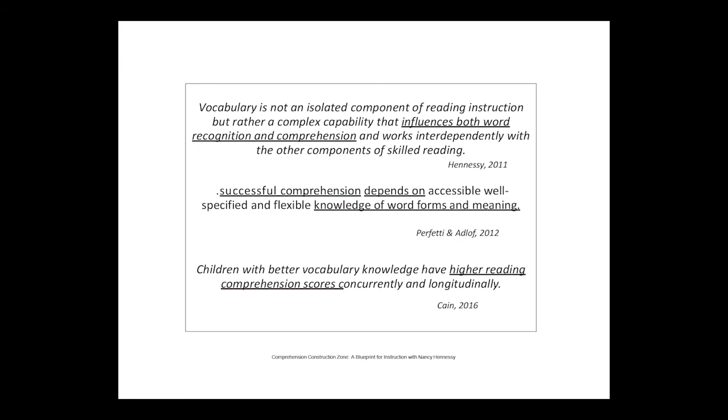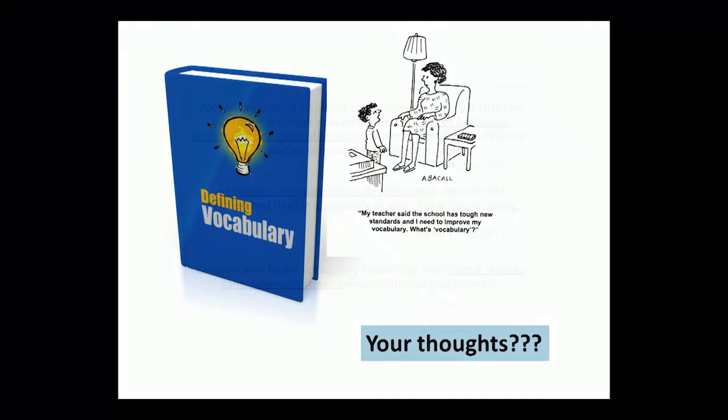Words are multidimensional. If you really know a word, you know a whole lot about the word. You can tell me the part of speech, you can tell me derivatives, you can tell me connotation, I mean, you can tell me all sorts of things. And children, here's the home run, with better vocabulary knowledge have higher reading comprehension scores. Oh, that's the product part, right? Concurrently and longitudinally.